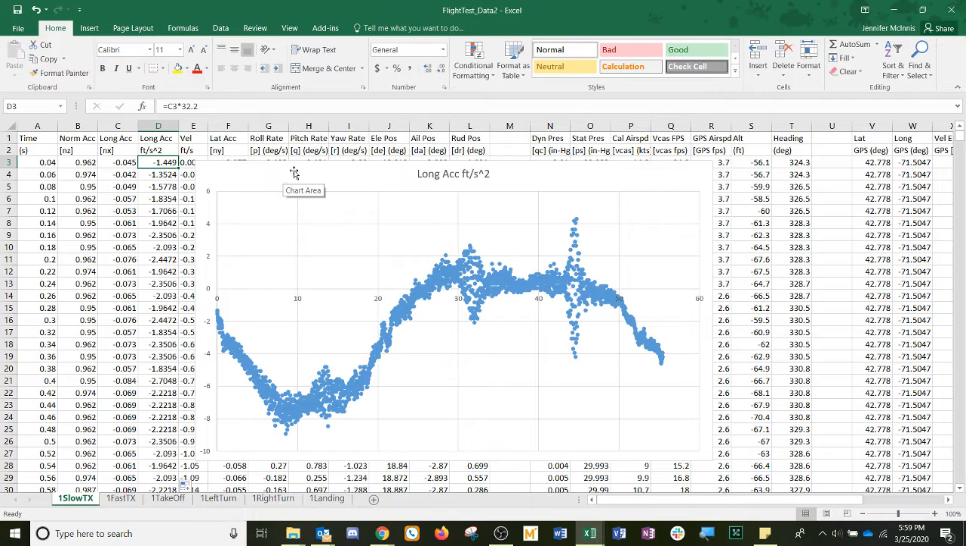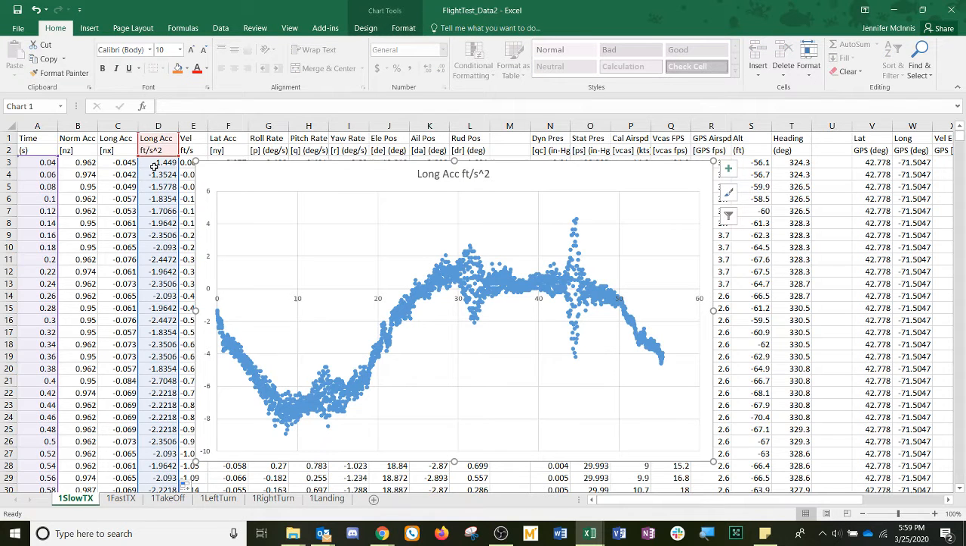So what I have here is I multiplied my longitudinal acceleration by gravity, so now it's in feet per second squared. And I graphed it. And this is supposed to be the speeding up section, and this is the slowing down section. And we have this really interesting phenomenon here where it looks like this is probably where the aircraft kind of paused and then started speeding up to get out of the way.